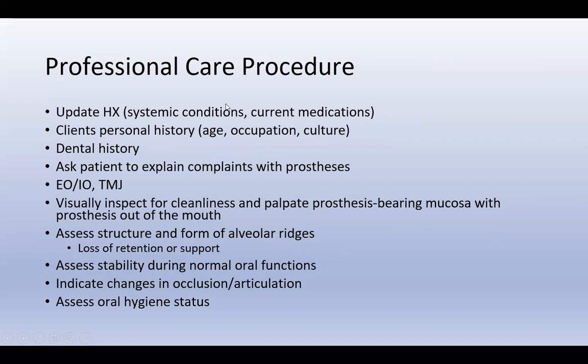Professional care procedure: update health history, the client's personal history and dental history, and ask patients to explain any complaints with their prosthesis, if there are any problems. We do our EO-IO, check their TMJ, and visually inspect for cleanliness of the palate and prosthesis-bearing mucosa, so the areas that come in contact with the prosthesis. Assess structure and form of the alveolar ridge. Have they lost support, or are they losing retention?